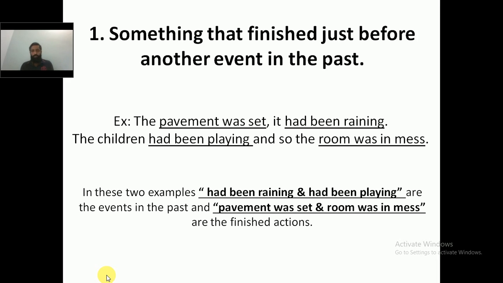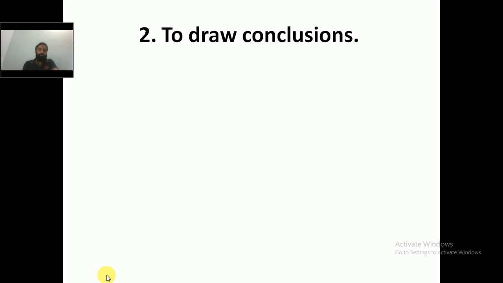Come to the second example, the finished action is the room was in a mess. What is the event in the past? That is the children had been playing. So we are using the past perfect continuous tense. Now come to the second usage of past perfect continuous tense, that is to draw conclusions.